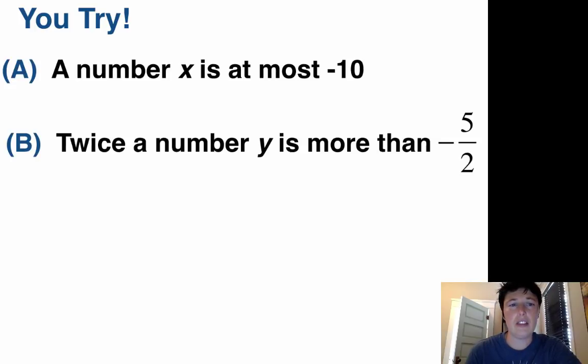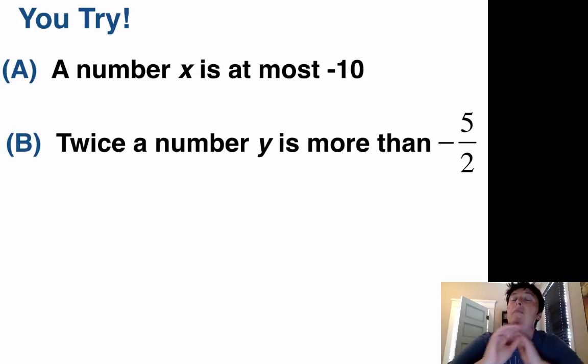Okay, your turn. I'm going to give you a problem, and you're going to pause the video, and you're going to see if you can do this on your own, because you want to get a handle on this. There are 2 of them, actually. I'm going to give you an A and a B. A says a number X is at most negative 10. Translate that to a math sentence. And B says, twice a number Y is more than negative 5 halves. Again, translate that one. So pause the video, take a minute to work on both of these, please.